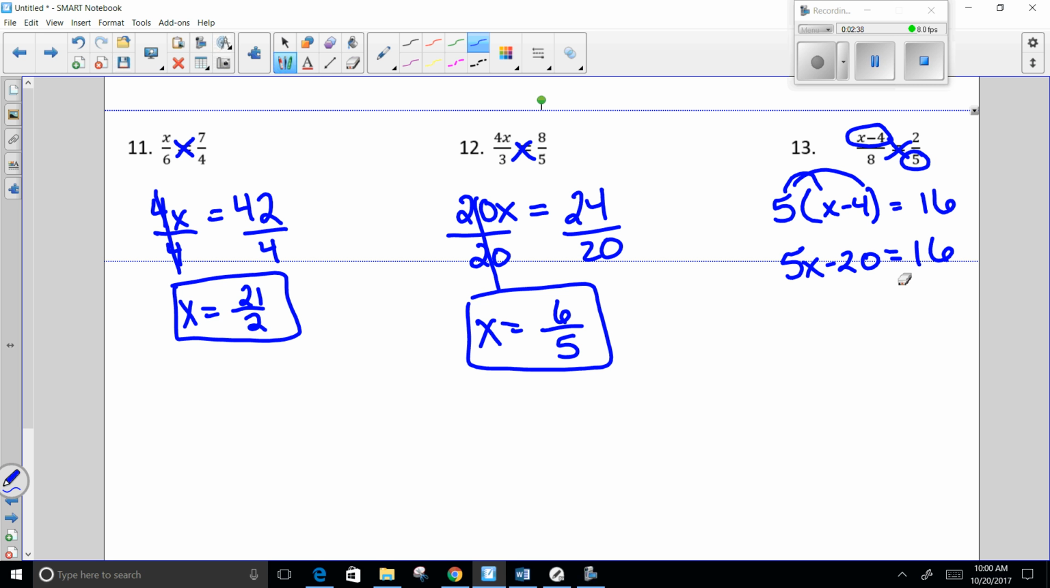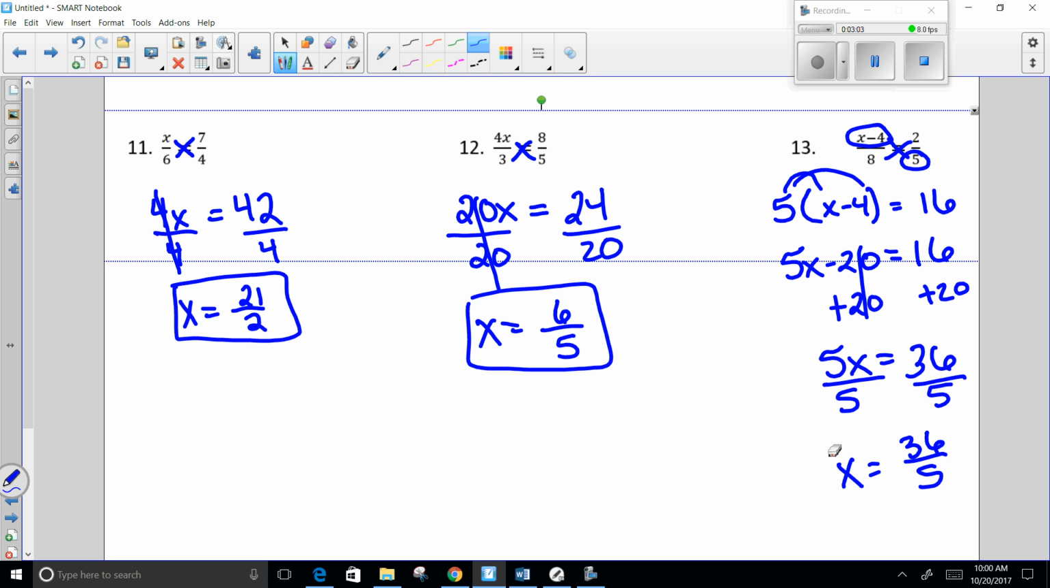Take the 20 and move it to the other side by getting rid of the minus 20 by adding 20. Negative 20 and positive 20 is 0. 5x equals 16 plus 20 is 36. Now I need to get rid of the multiplication by dividing, and you get x equals 36 divided by 5, which is a fraction. Try to reduce it with the calculator. Unfortunately, you can't reduce it, and you just get 36 divided by 5.